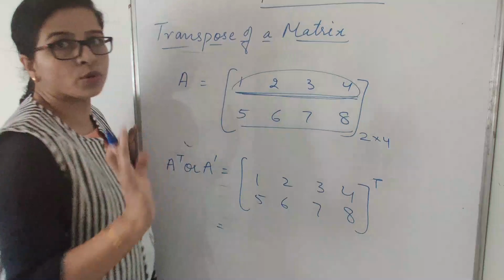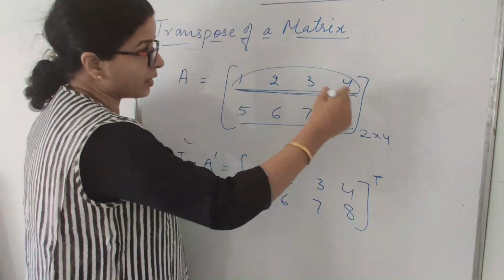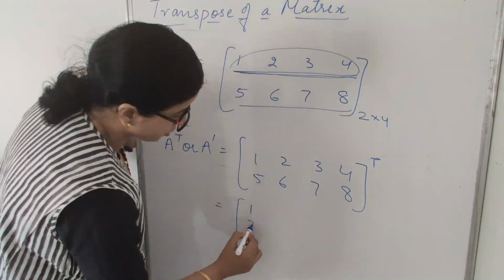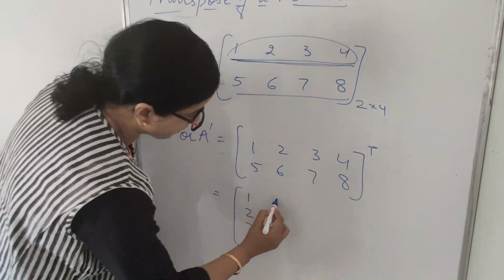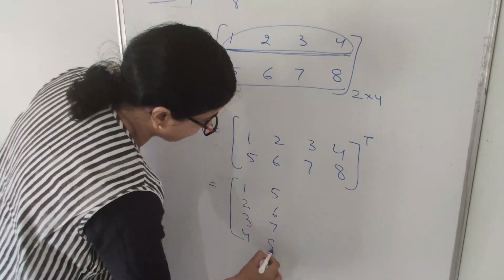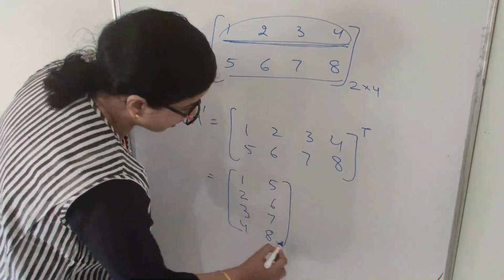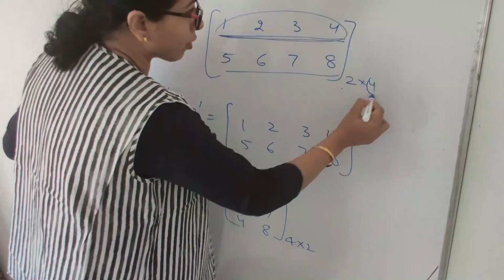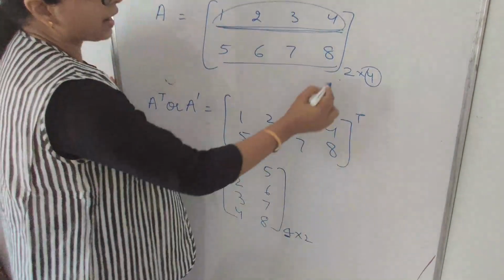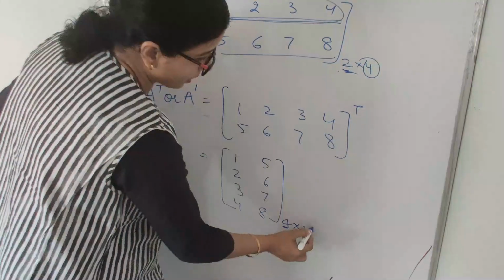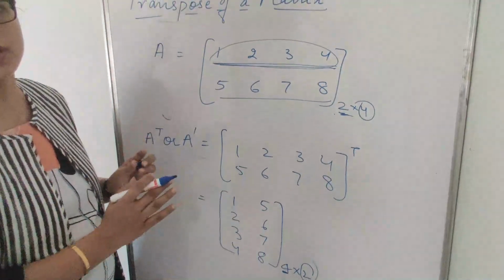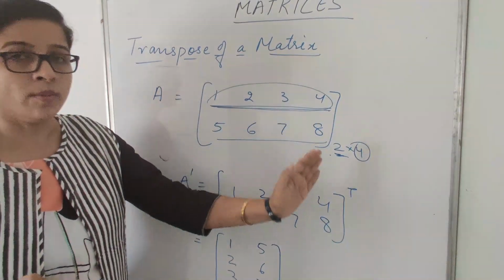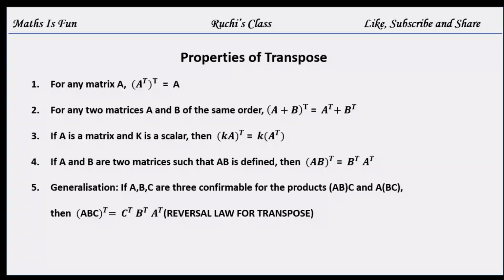The lines covered in the notebook are your rows and the vertical ones are the columns. So what will be the transpose of it? 1, 2, 3, 4, 5, 6, 7, 8. So what is the order now? 4 into 2. What were your columns became your rows, and what were your rows became the columns in the transpose. It's a very simple and very important concept. Your rows become the columns and columns become the rows.